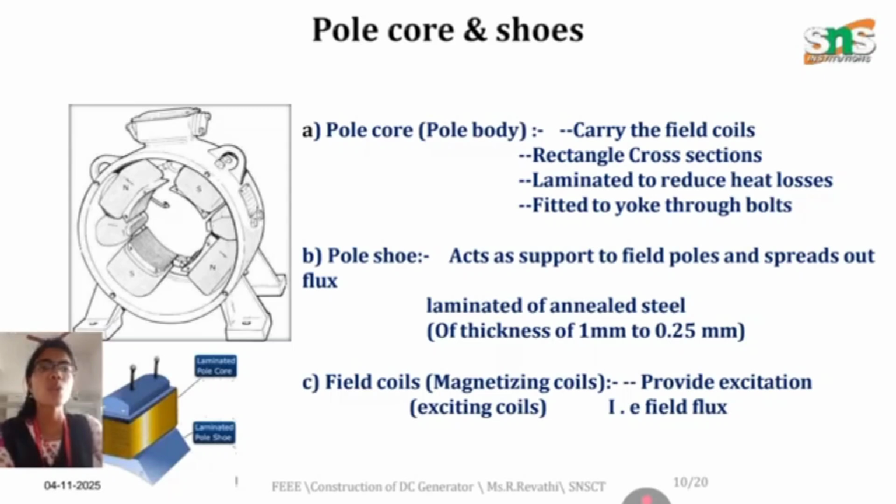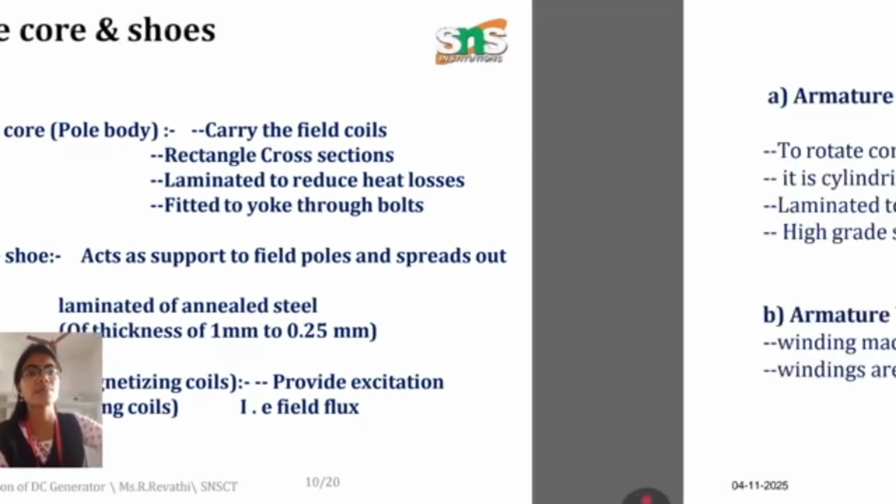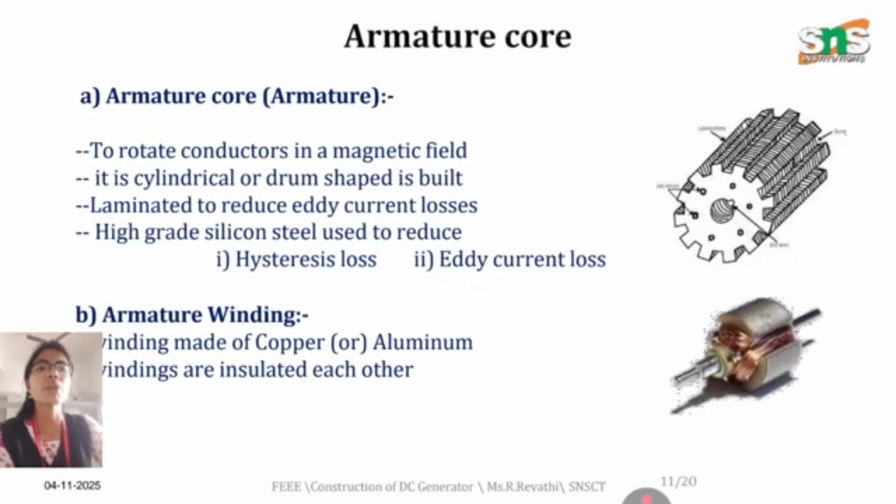The pole core carries the field coils and has a rectangular cross-sectional area. The armature core is cylindrical or drum shaped. High grade silicon steels are used to reduce hysteresis loss and eddy current losses. Hysteresis loss is related to your BH curve, since the armature core rotates the conductor in a magnetic field. High grade silicon steels are used to reduce these types of losses which occur in an armature core.